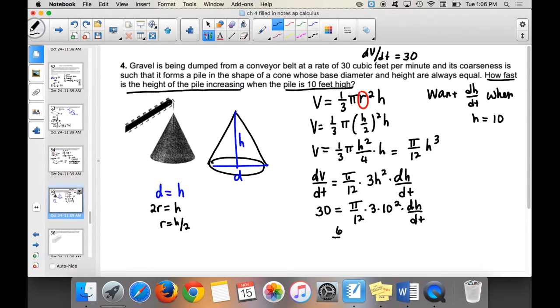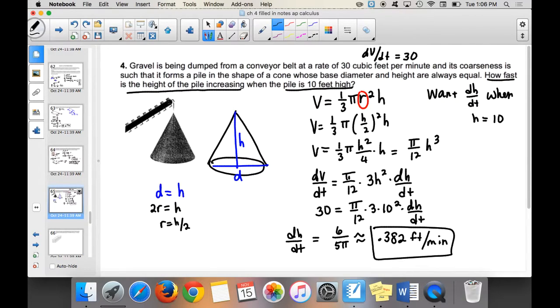So it's 6 over 5 pi, which is approximately 0.382 feet per minute, if you found the decimal. Okay, makes sense? All right, trapezoidal trough, you ready?